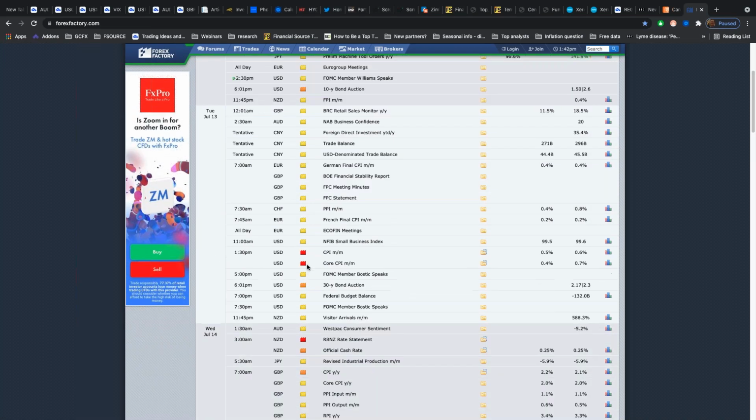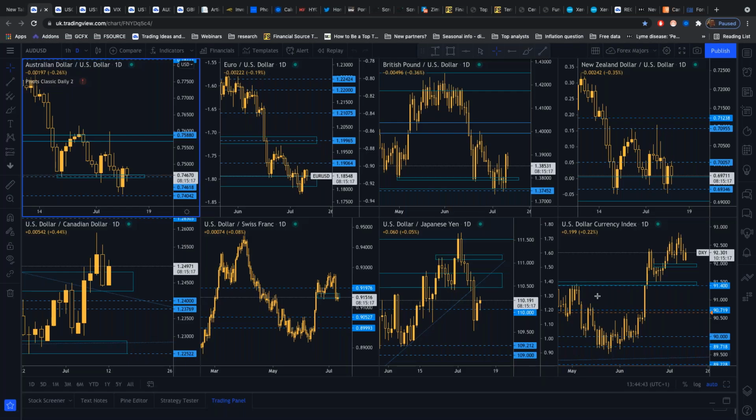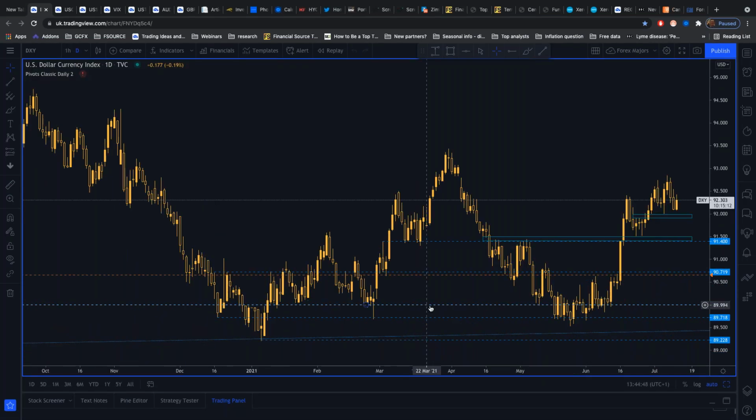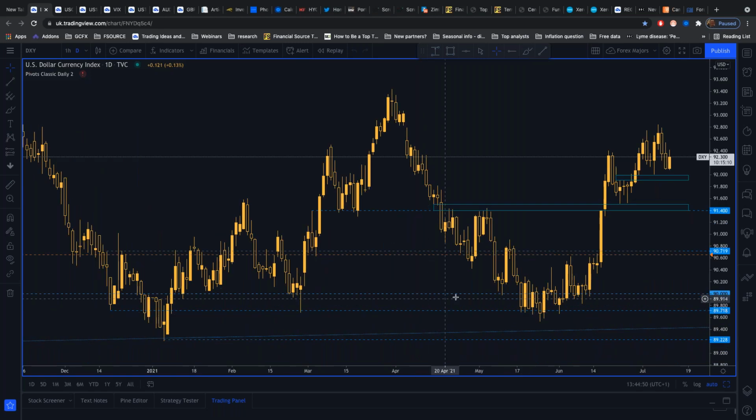We also have CPI data out tomorrow. Now, inflation data is very important for the Federal Reserve. Remember the big story that's been going on over the markets over the last few weeks. Is inflation out of control in the US? If it is, the Federal Reserve will have to raise interest rates.